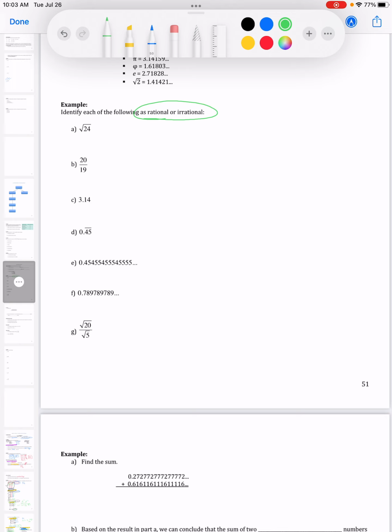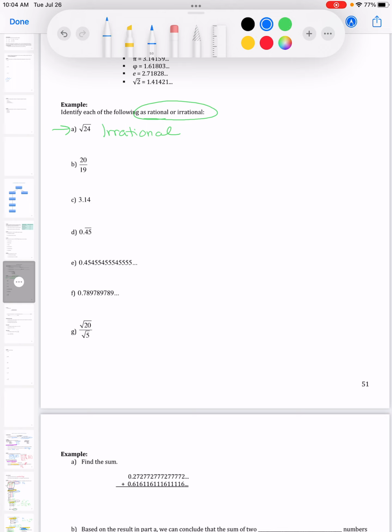Some of these can be kind of tricky. I think people overthink them a little bit. For these square roots, just type it in your calculator. If it comes out to be a perfect square, so maybe if that was the square root of 36, I would get out the answer 6. So if it comes out to be a perfect square, a nice whole number, then it is rational. If we type this one in, we get these crazy decimals. So it is irrational.